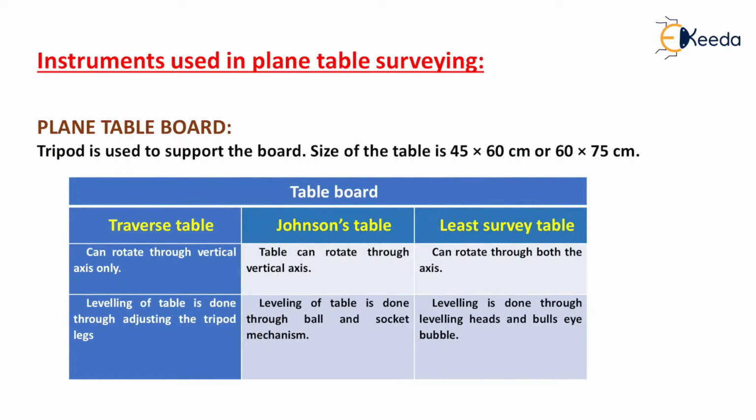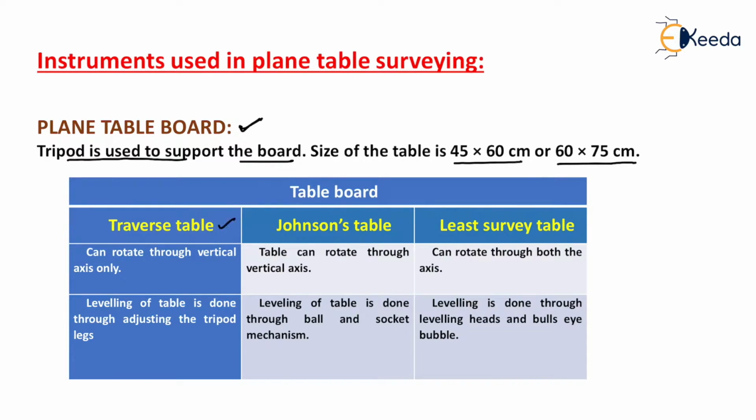Now the instruments used in plane table surveying. The first instrument which we will use in the plane table is the plane table board. Now generally a tripod is used to support the board and the size of the table is 45 into 60 centimeter or 60 into 75 centimeter. Now generally the plane table board is classified into three types.